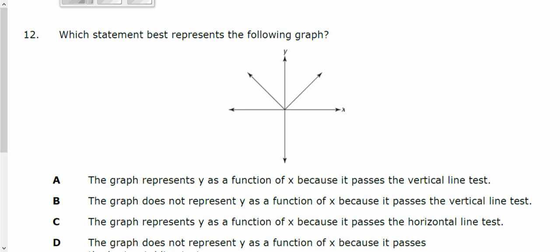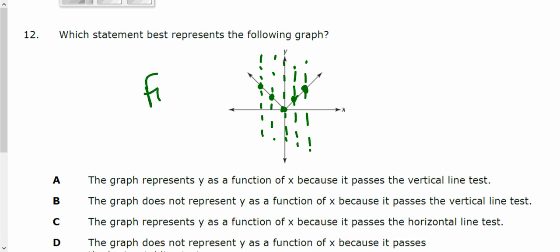Number 12, which statement best represents the following graph? The graph represents y as a function of x because it passes the vertical line test. Okay, so let's think about our vertical line test. Our vertical line test helps us see inputs, outputs for those inputs. And anytime my vertical line crosses my graph, that's an output. So all of these represent outputs, and I only want one output on each vertical line, or my inputs. So I can see anywhere I draw a vertical line, I only have one output. There's only one point on each vertical line. So that means this is a function.